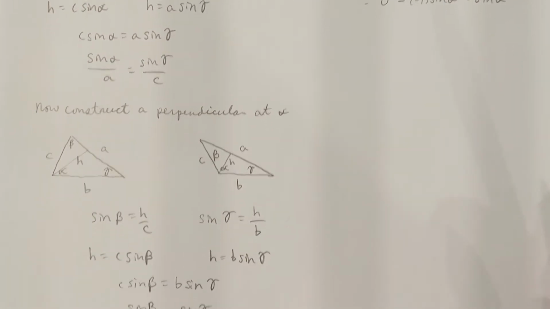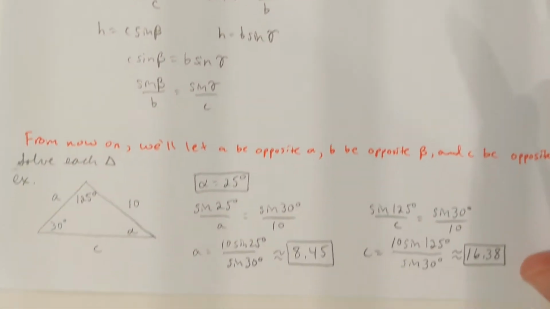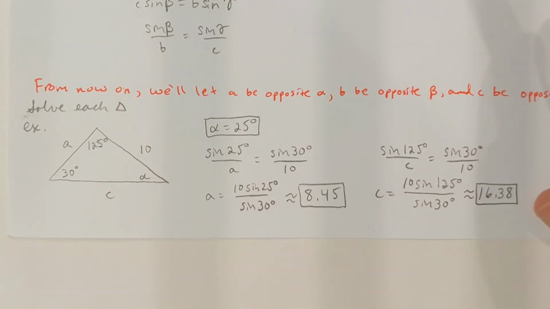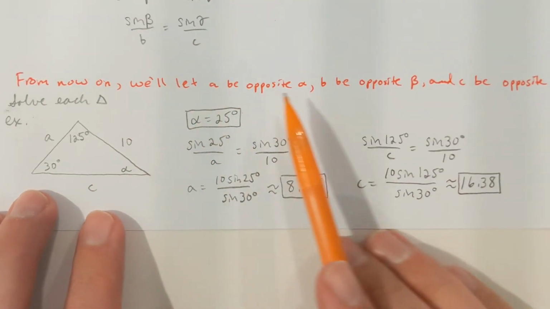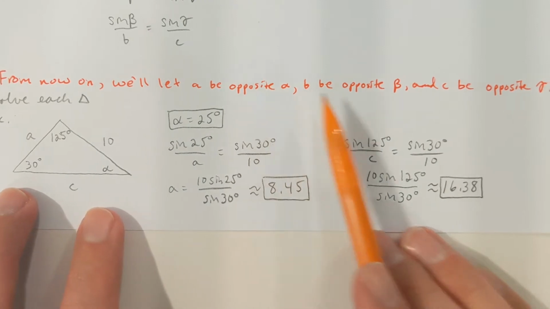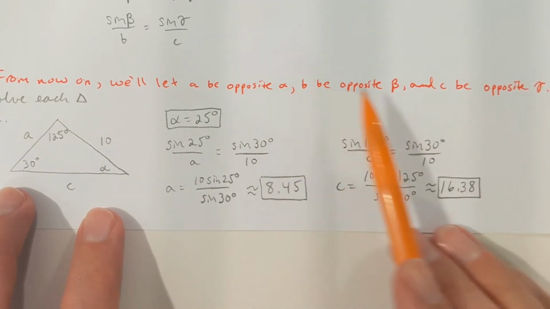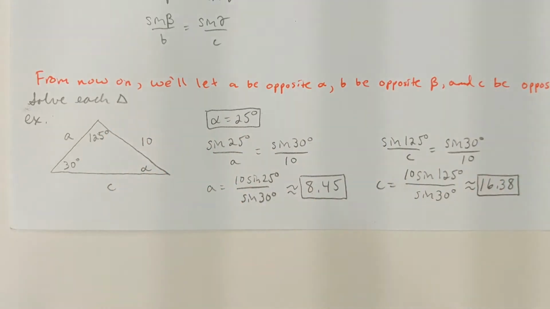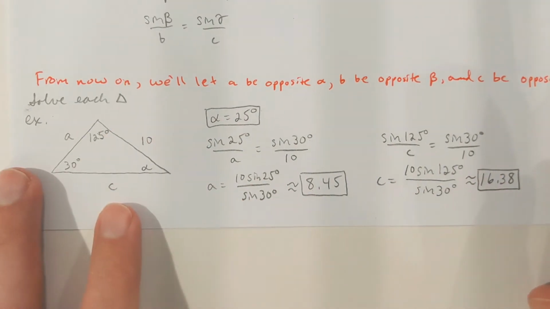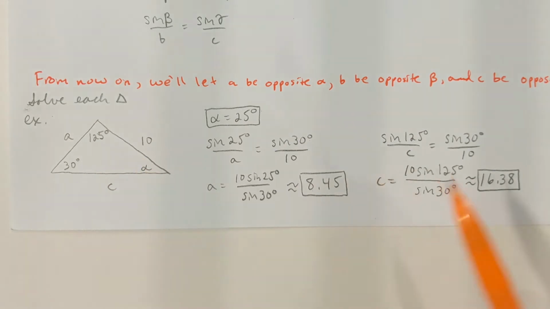Mostly for the sake of time here, I'm going to have us focus more on using the law of sines. And so why don't we take a look at some examples here. I've mentioned that alpha is opposite A, beta is opposite B, gamma is opposite C, just here in that note. So let's look at solving some triangles. Here's an example. Okay, solve the triangle.